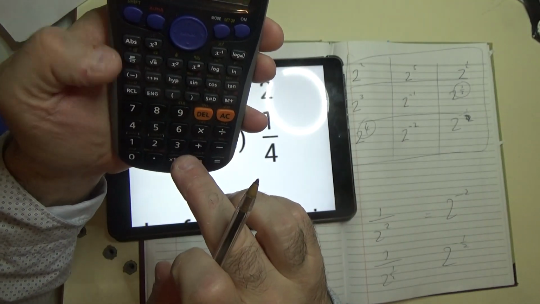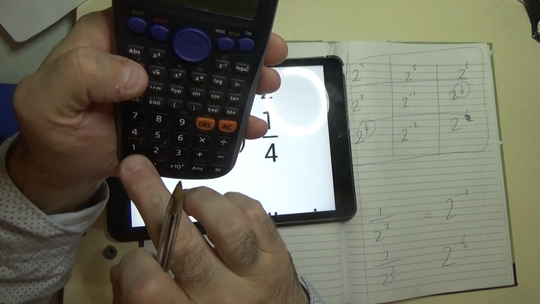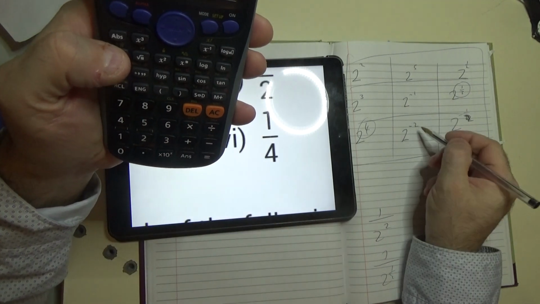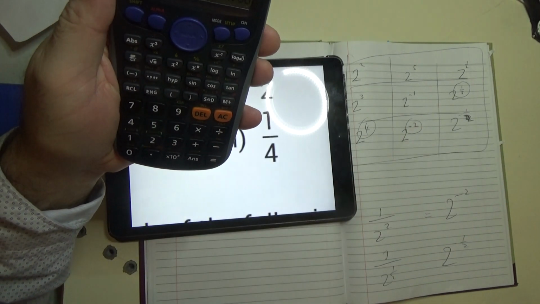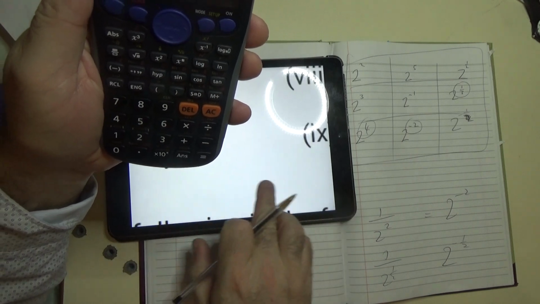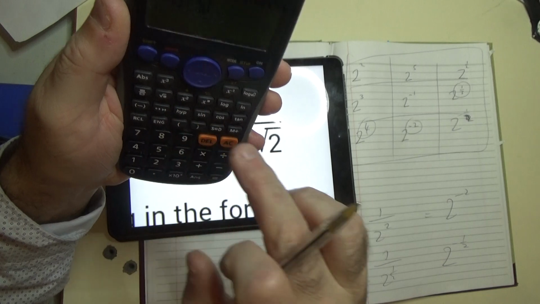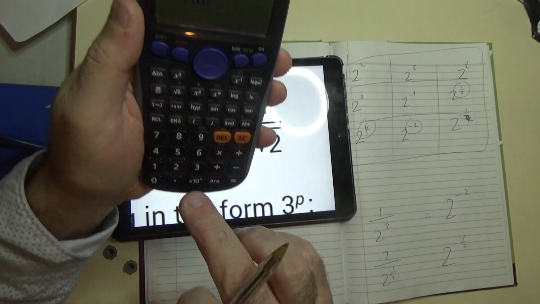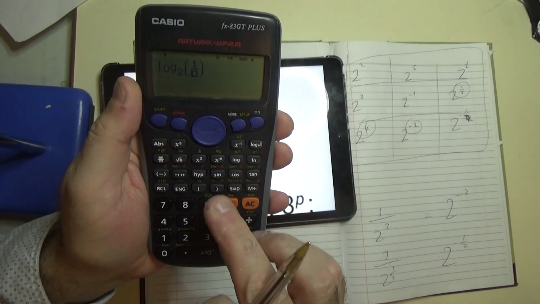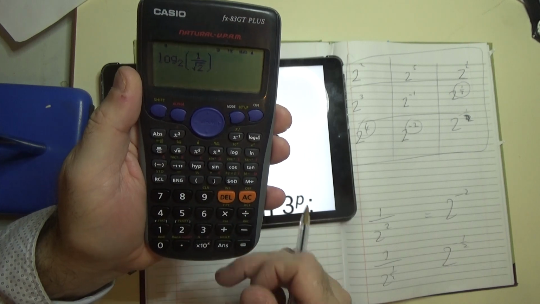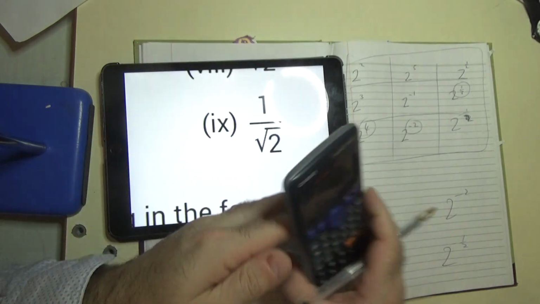Change that to a quarter. Answer will be -2. And change that to 1 over root 2. Answer will be -1/2. Okay.